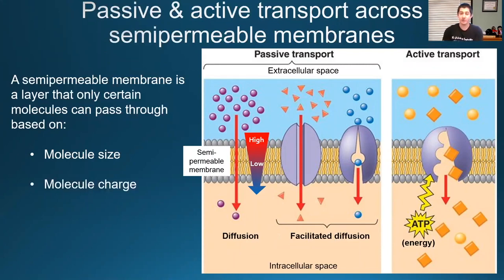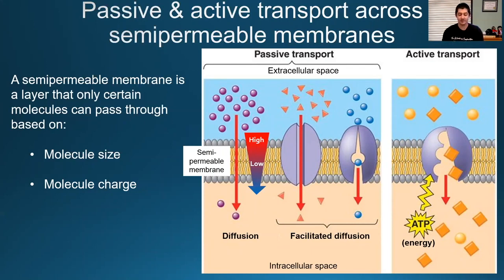The charge of the molecule matters. This has to do with the fact that the membrane is composed of these phospholipids, and they have an inner layer that is nonpolar, meaning there's no charge. And so any molecules that have a charge are going to be repelled and not able to cross through there. You can think of it like trying to hold together two magnets that have the same charge. They're actually going to be repelled.